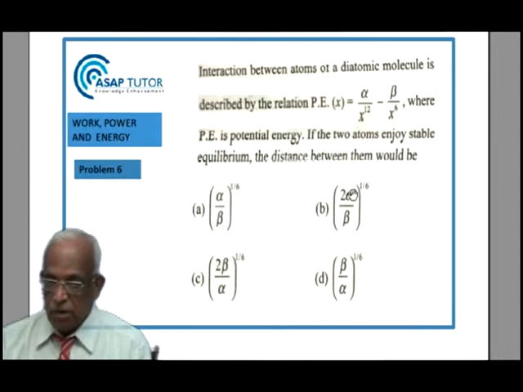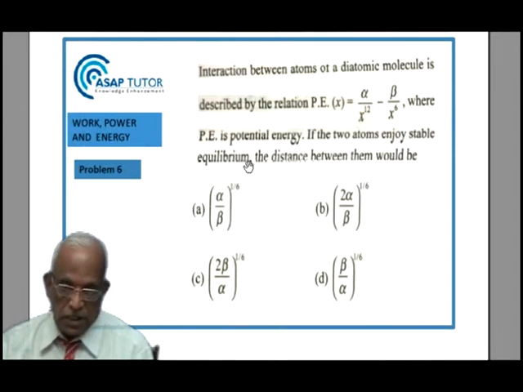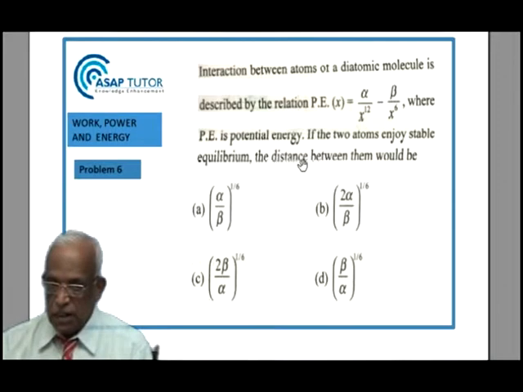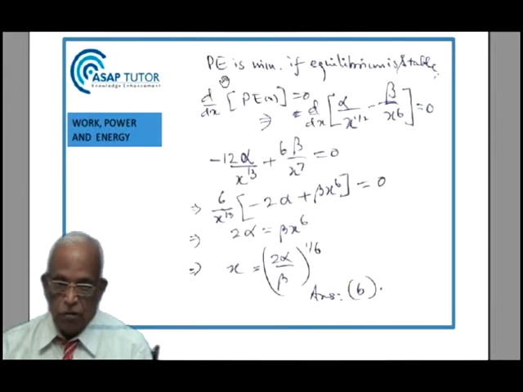Interaction between atoms of a diatomic molecule is described by the relation: potential energy PE of x is alpha by x^12 minus beta by x^6, where PE is potential energy. If the two atoms are in stable equilibrium, what is the distance between them? When stable equilibrium exists, PE is minimum.